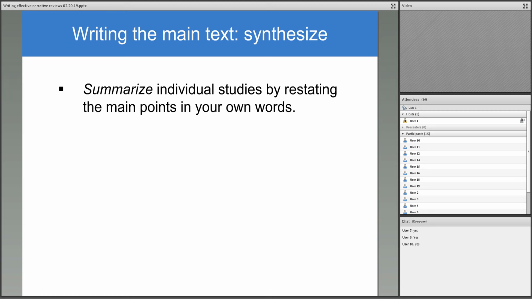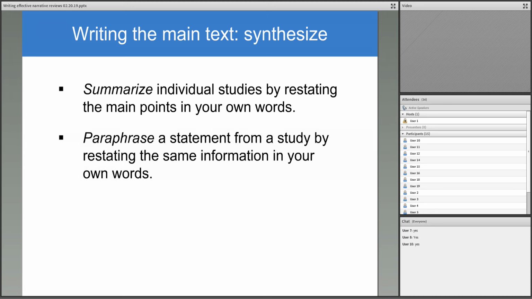Summarize individual studies by restating the main points in your own words. Summaries condense a larger amount of material. Often, this takes the form of one sentence standing in for an entire study. Why summarize? Summarizing allows you to omit many inessential details and to cover a lot of ground efficiently.